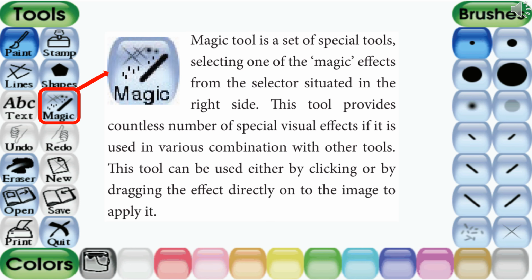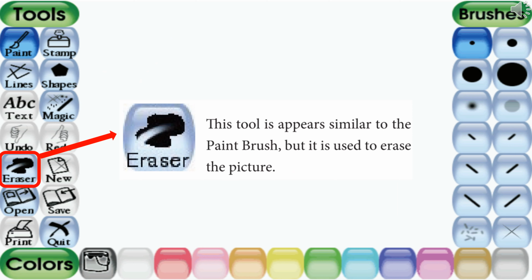Magic tool. Magic tool is a set of special tools selecting one of the magic effects from the selector situated in the right side. This tool provides countless number of special visual effects if it is used in various combination with other tools. This tool can be used either by clicking or by dragging the effect directly onto the image to apply it. Eraser. This tool appears similar to the paintbrush, but it is used to erase the picture.